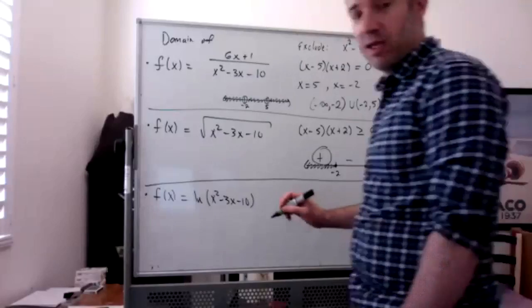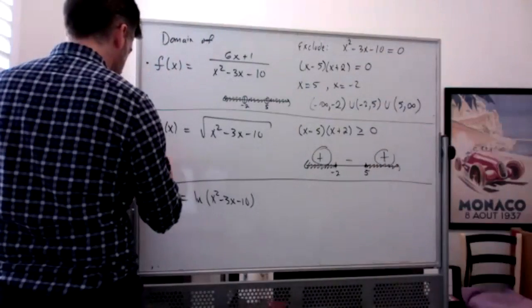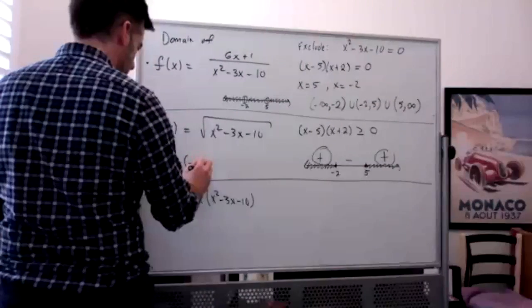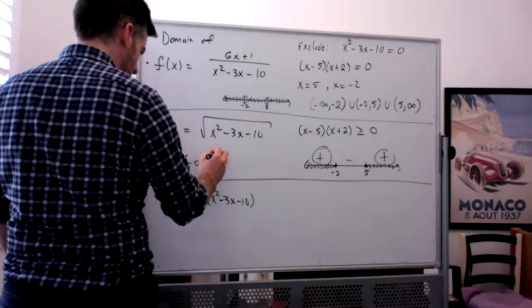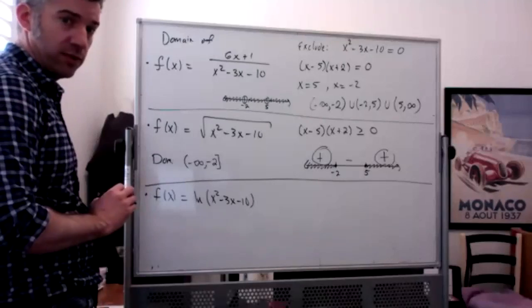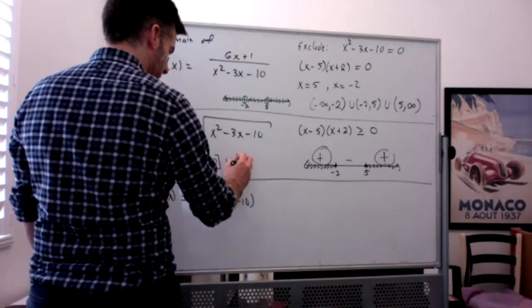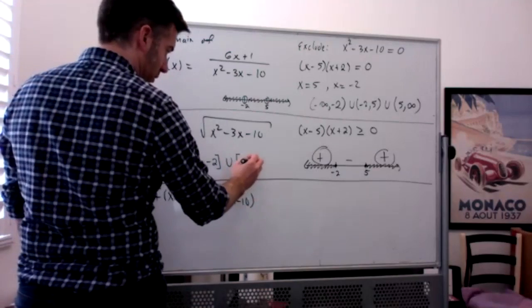So my domain for this expression, this function, would be everything from negative infinity to negative 2 inclusive of negative 2, and then union 5 inclusive all the way to infinity.